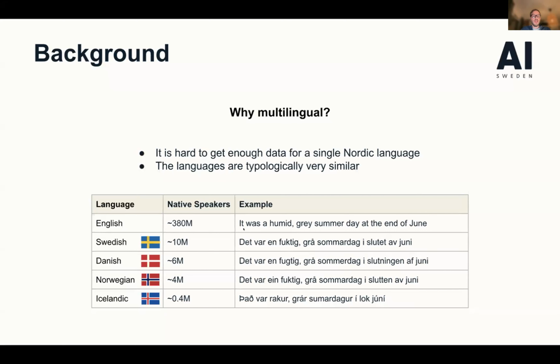But if you compare Swedish, Danish, and Norwegian, you will see that there's a lot of similarity between these languages. They are almost the same, one could say. Icelandic is also related. I would say that half of the words are very similar, but the other half is very different. So Icelandic is a bit of an outsider in our Nordic language group.